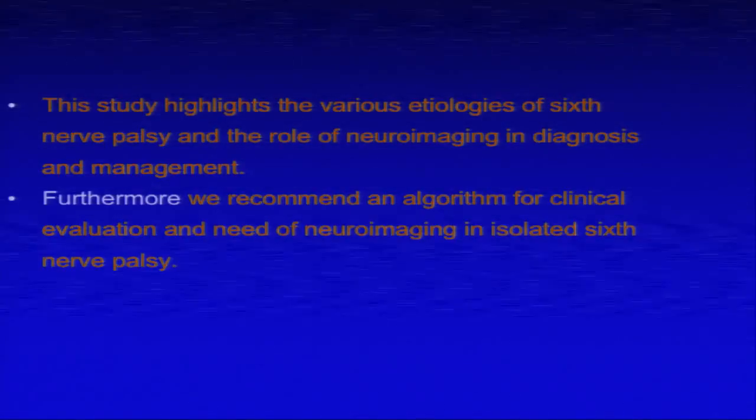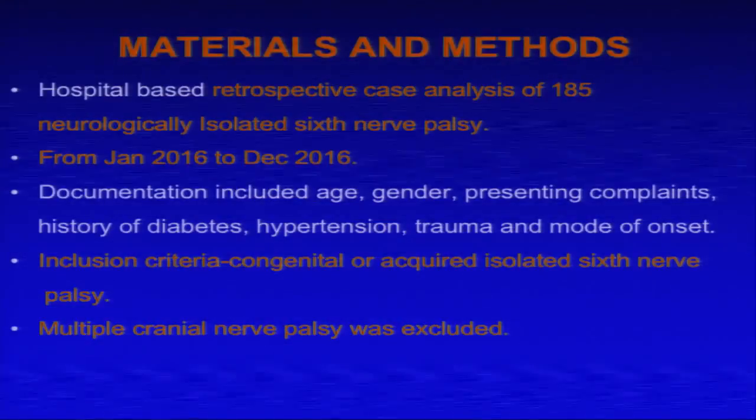Neuroimaging. This study highlights the various etiologies of 6th nerve palsy and the role of neuroimaging, and we also recommend an algorithm for clinical evaluation and need of neuroimaging. Materials and methods: a retrospective case analysis of 185 neurologically isolated 6th nerve palsy patients from January 2016. Inclusion criteria: congenital and acquired isolated 6th nerve palsy; multiple cranial nerve palsy was excluded.